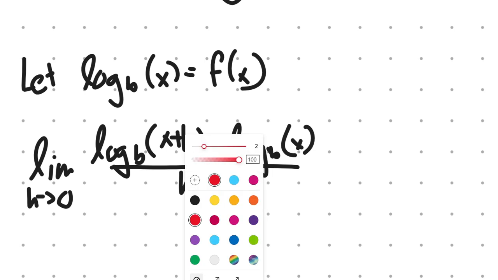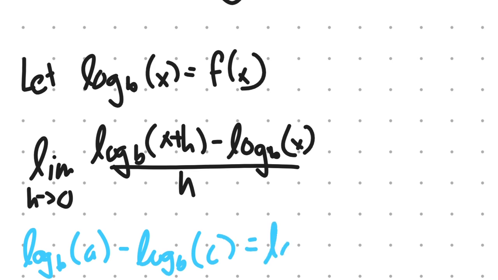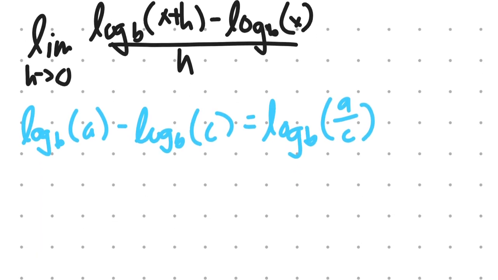Now here you can see a difference of two logarithms. If I take the logarithm base b of a minus the logarithm base b of c, that is the same as saying I have the logarithm in base b of a divided by c. This is a property of logarithms. The proof is in another video.